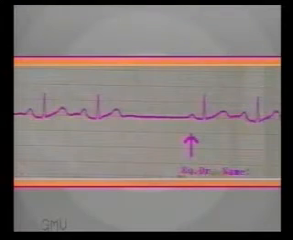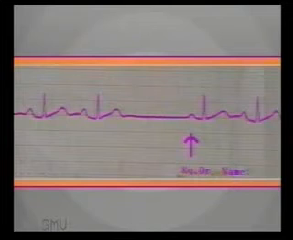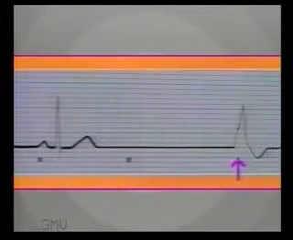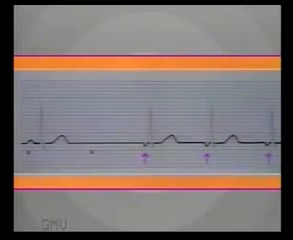In this strip, we see a sinus arrest. So now study the escape beat. This is an atrial escape beat with normal QRS and altered P wave. This is a nodal escape beat with normal QRS and inverted P wave. And this is a ventricular escape beat with wide and bizarre QRS and no P wave.